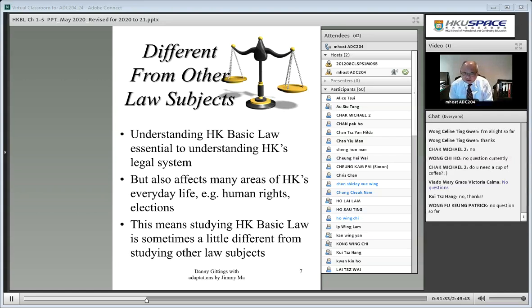And we say here that the Basic Law affects every aspect of your life: human rights, elections, marriages, land ownership, anything. But when we study the Basic Law, the skill required and the content are quite different from studying any other law subjects.